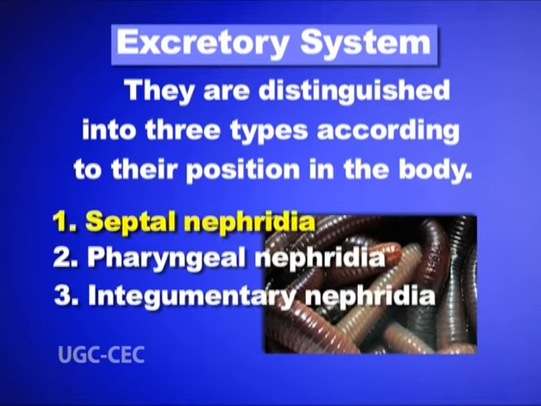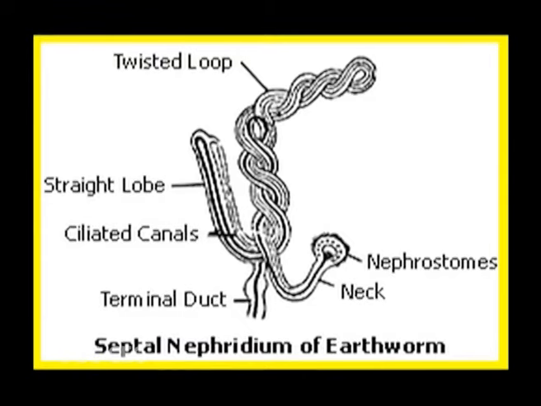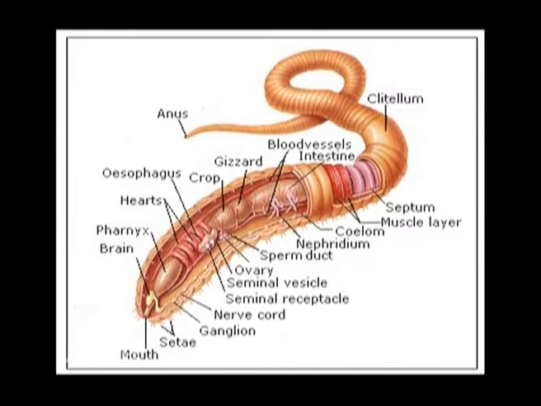First, septal nephridia. Septal nephridia are the largest and best developed nephridia among the 3 types, so they are also called typical nephridia. These nephridia are attached to both faces of each septum from the 15th segment to the last segment. There are 40 to 50 nephridia on each side of the last septum, so each coelomic compartment, that is segment, has 80 to 100 septal nephridia.